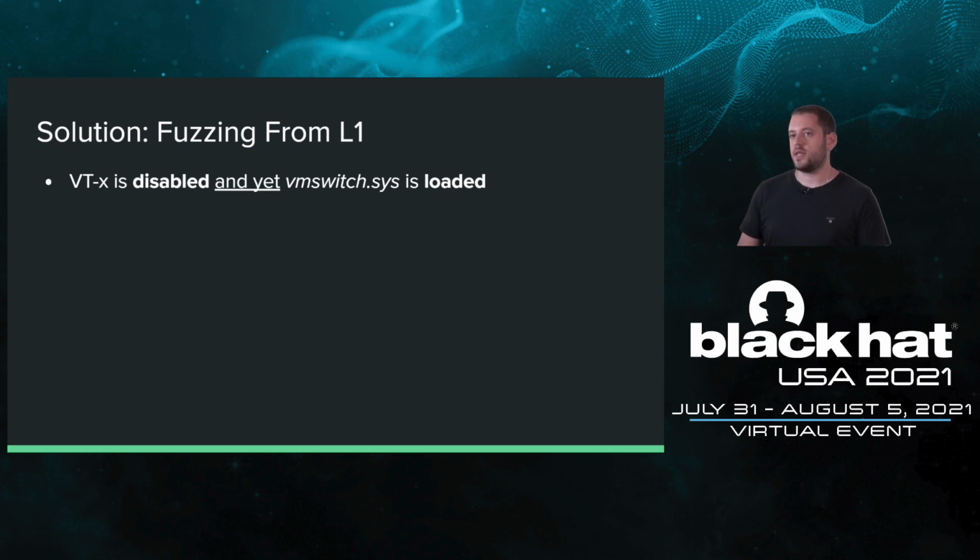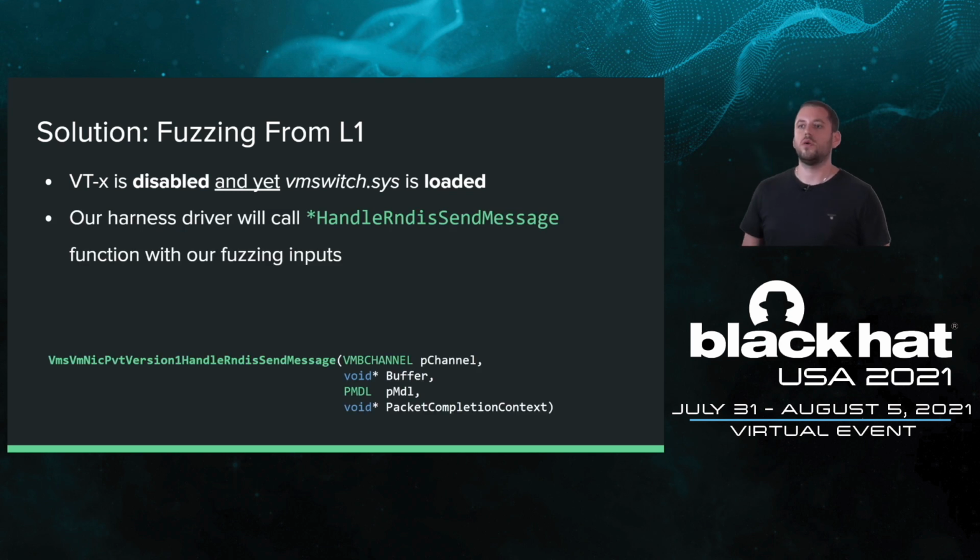But in this particular scenario, we actually discovered that the Windows 10 VM contains the vmswitch driver, which is loaded to the system. So we thought to ourselves, why don't we just call the handler in this send message function with our fuzzing inputs as a buffer and just send it directly within the same VM?